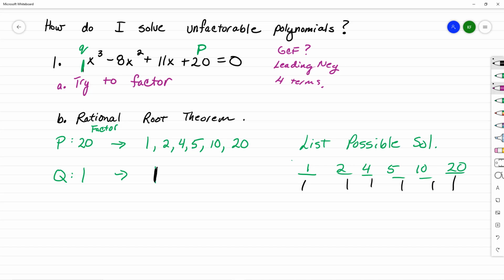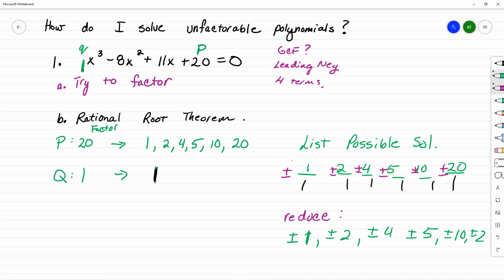Okay, and then the next thing you need to know is that it could be a plus or minus. And then you want to reduce the list. In this case, you're not going to see a big difference. So that's 1. Okay, so there is my possible list, and you can see it's ordered. On tests and quizzes, it usually says order. Okay, I found all my possible roots.